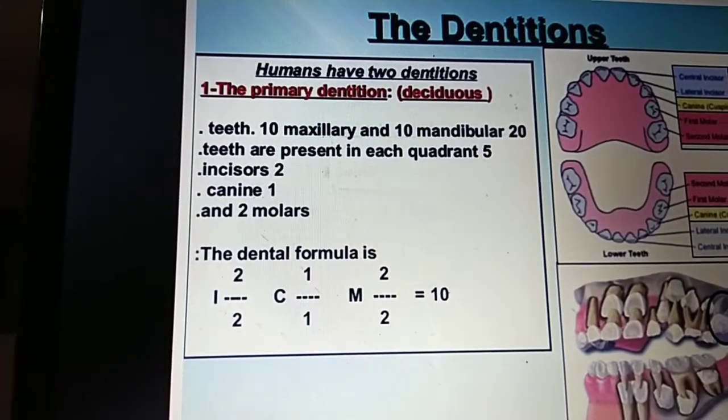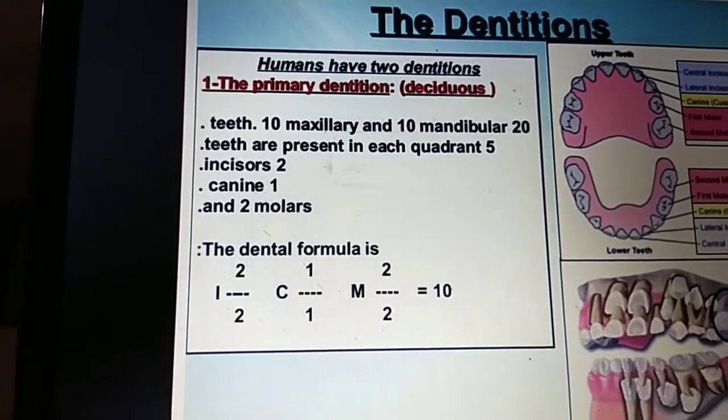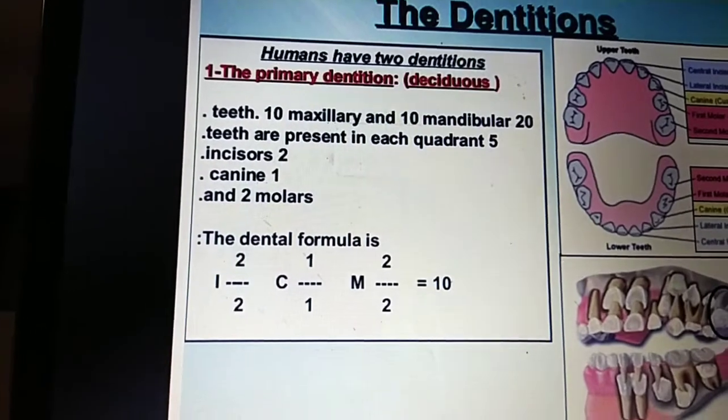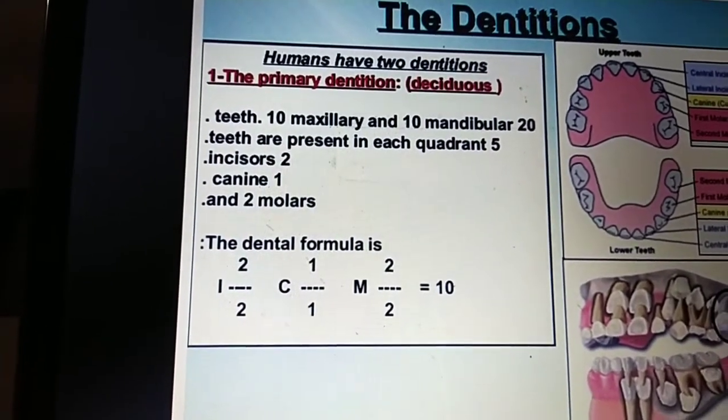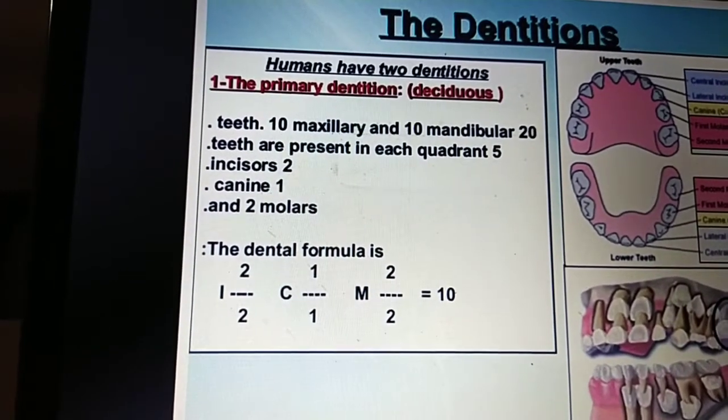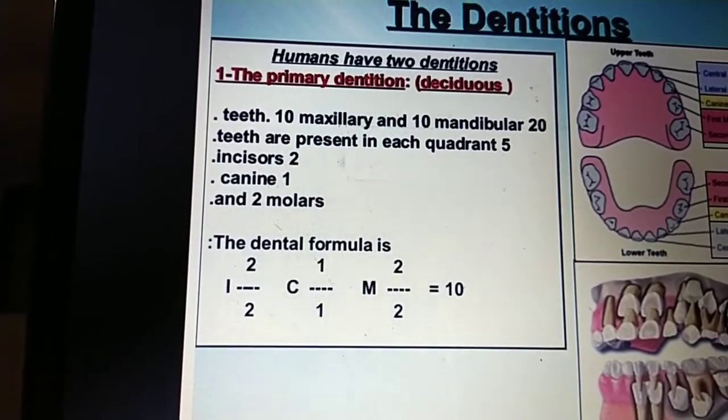This is the formula for the primary dentition: 2 1 2 divided by 2 1 2. That is incisor 2, canine 1 and molar 2, and it is for one side.